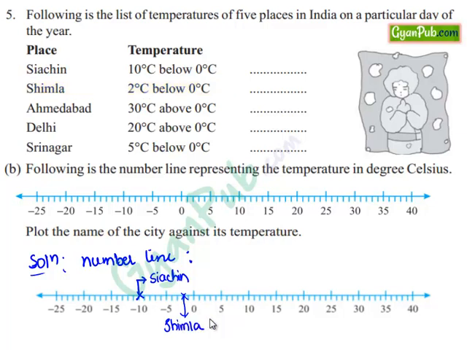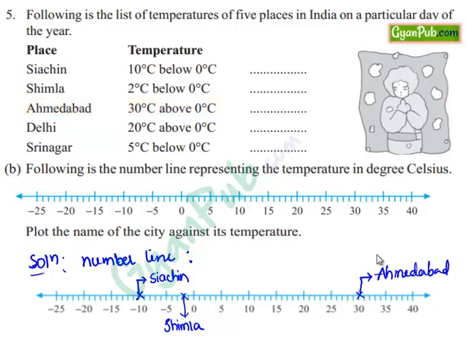Next, move to Ahmedabad. Ahmedabad has 30 degrees above 0 degrees temperature. Above 0 degrees centigrade values are positive. So, Ahmedabad has plus 30 degrees centigrade temperature. Here we can see right side of 0 are plus 5, plus 10, plus 15, plus 20, plus 25 and plus 30. Then mark 30 degrees centigrade temperature. It is the temperature of Ahmedabad.